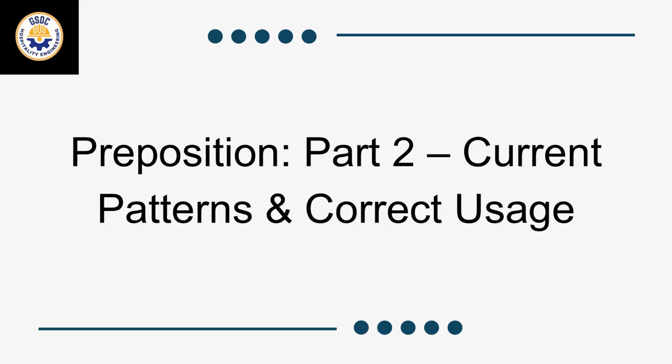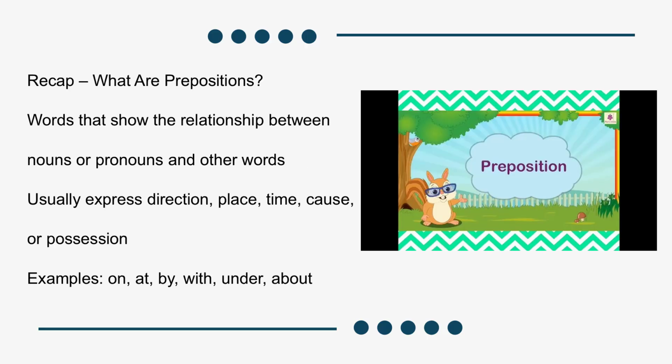Let's get started. Recap: what are prepositions? Let's quickly recap what prepositions are. They're words that link nouns or pronouns to other parts of a sentence. They usually express direction, time, place, cause, or possession. Examples include on, at, with, by, under, and about. They help clarify relationships in space and meaning.